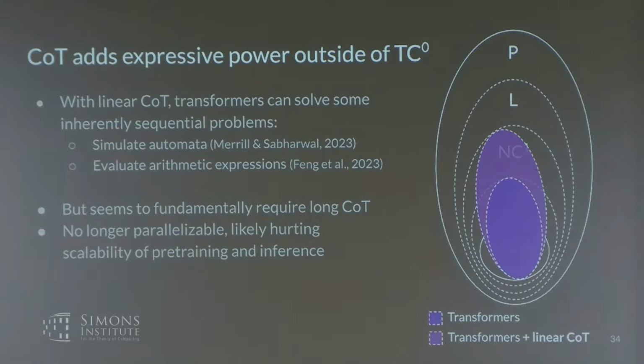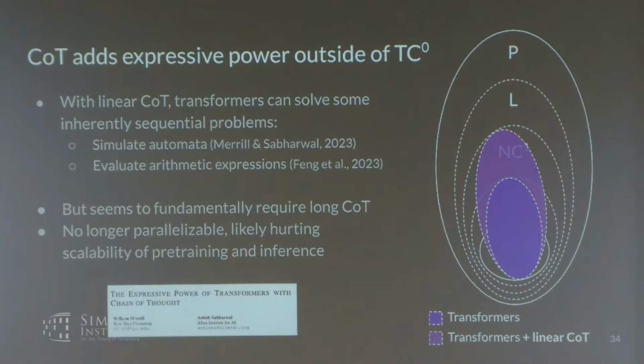The issue is that if you need a lot of chain of thought steps, that's going to be expensive because it's no longer parallelizable. That hurts the scalability of inference to some extent, but it also hurts the scalability of pre-training. You don't want to be pre-training a model that's hard to parallelize, because the throughput of how many tokens you can process per second is going to go down a lot.